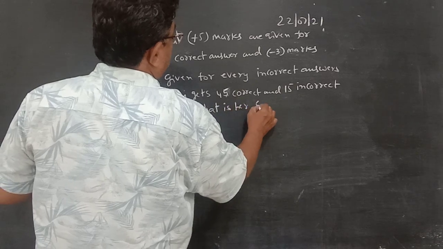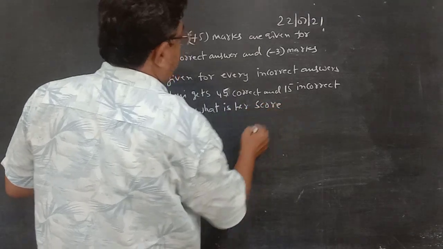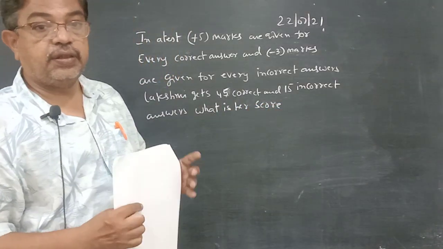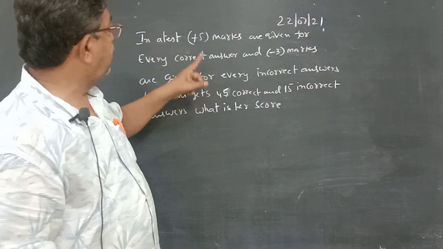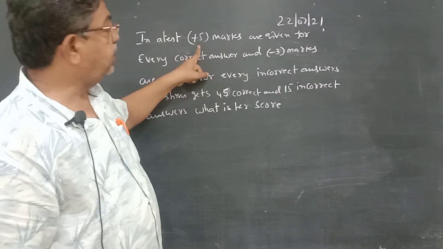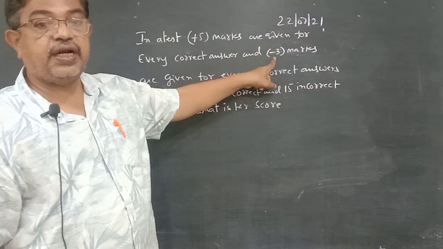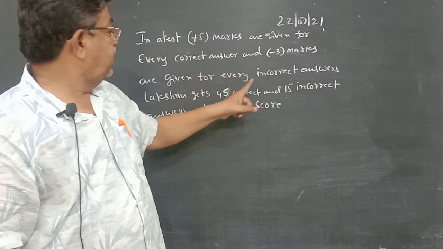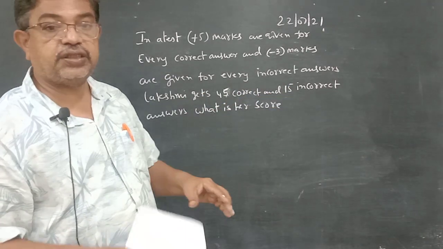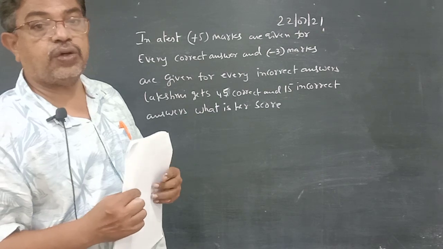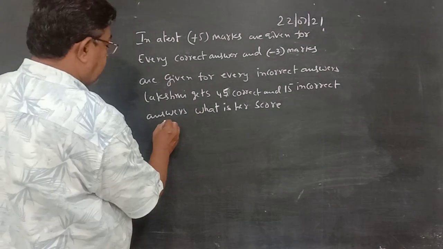So here there are two types of marks. One is positive, the other one is negative. If you answer the question correctly, you will get 5 marks for each question. If you answer the question incorrectly, you will get minus 3 marks. A girl, Lakshmi, gets 45 correct answers and 15 incorrect answers. What is her total score? So I will start writing the solution.